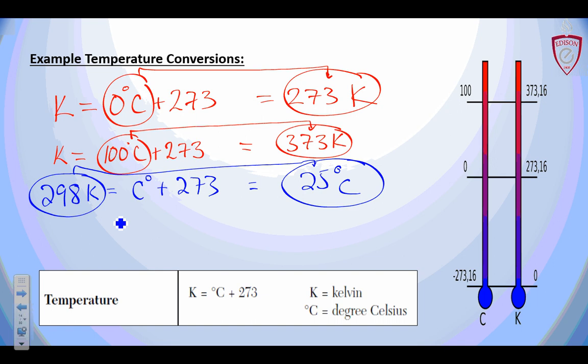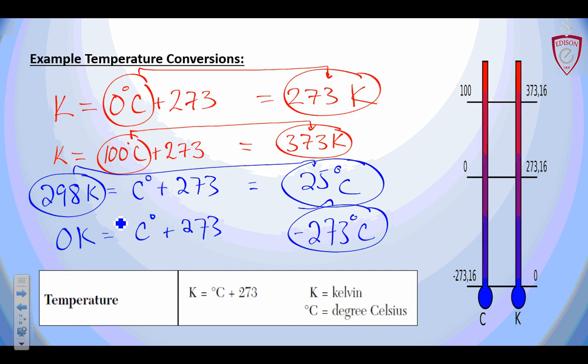Take it away, Mr. Mills. All right, so another one. How about absolute zero? Wait, I made a mistake. Hold on, let me fix. No degrees in Kelvin. If I have 0 Kelvin and I want to convert that to Celsius, I'm going to have to subtract 273 from both sides. The Celsius temperature is now negative 273 degrees Celsius, which will equal 0 Kelvin.